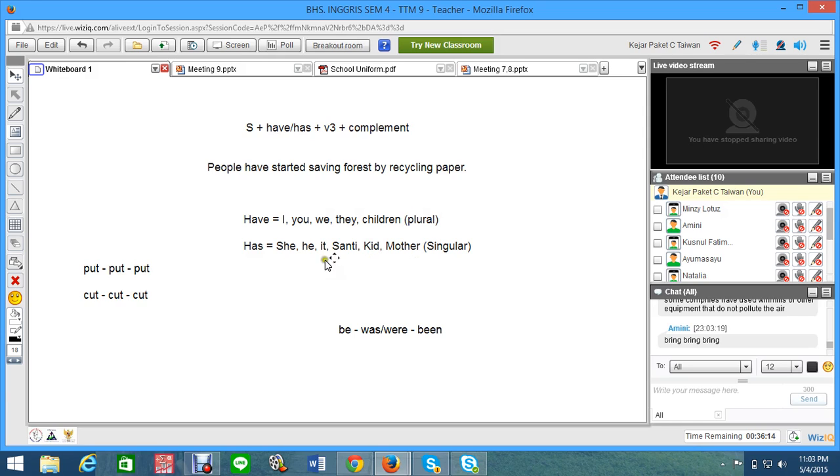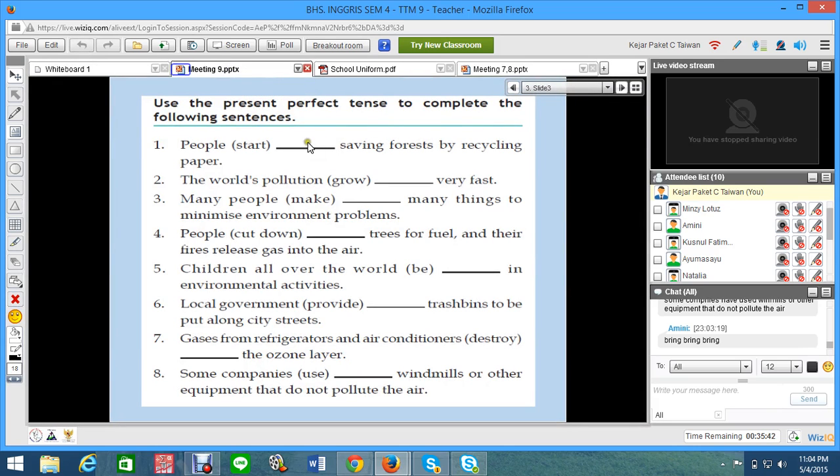While this kind of auxiliary verb, kata kerja bantu, has belongs to she, he, it, Shanti, kid, mother, sister, brother, something like that. So you have to be able to know the formula or the rule. Okay, you have to remember the rule. So just do many exercises. So this is about the present perfect exercises.